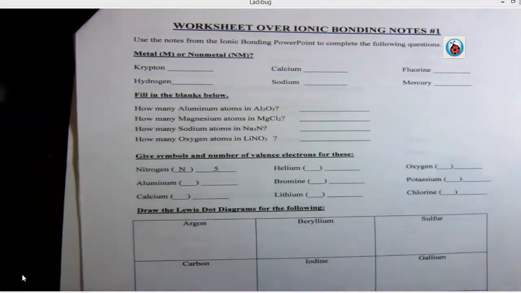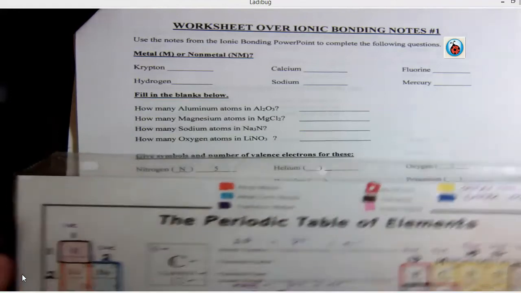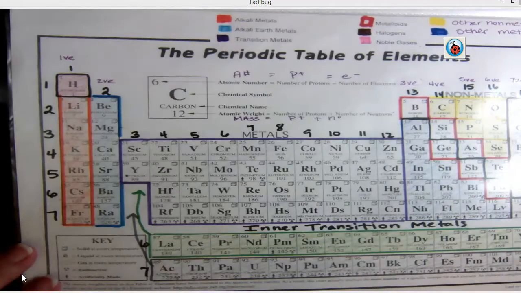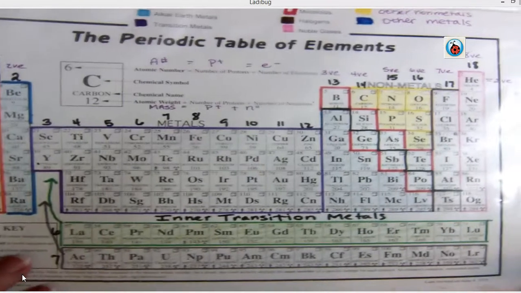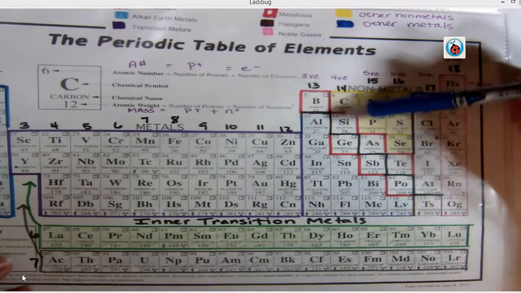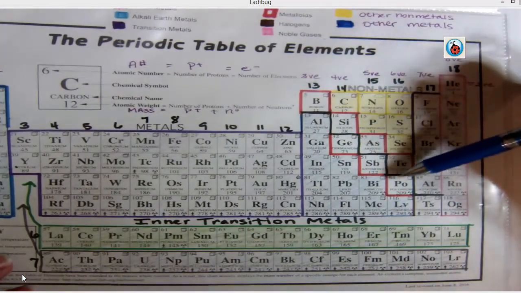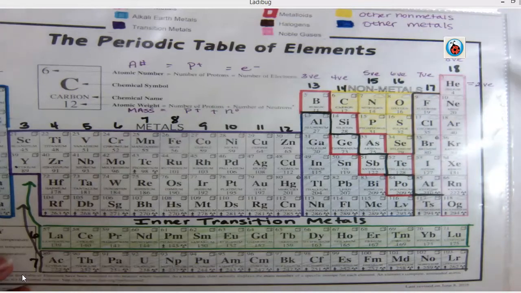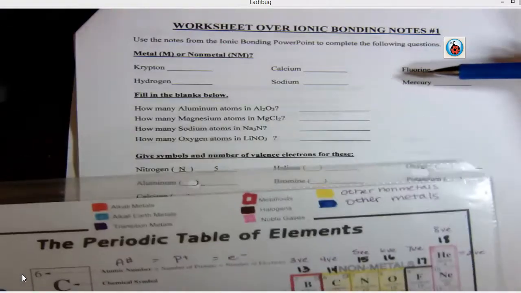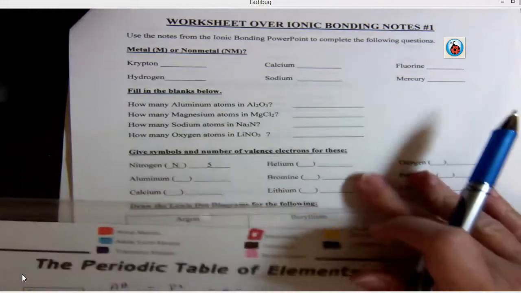All right, let's look at this. We're going to use a periodic table here, metals or nonmetals. We should know this by now. We learned where to find metals versus nonmetals. What separates those? This stair-step line. So all you have to do is write metals or nonmetals here. Fill in the blanks below.